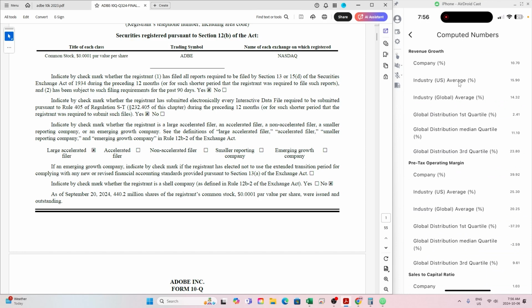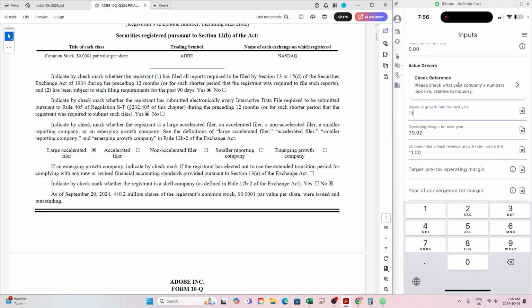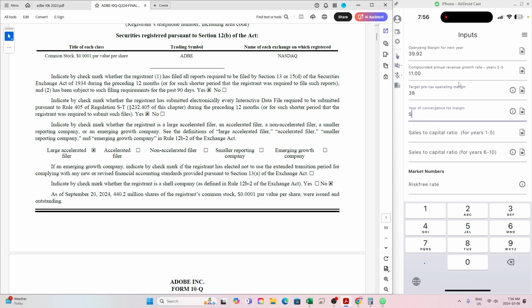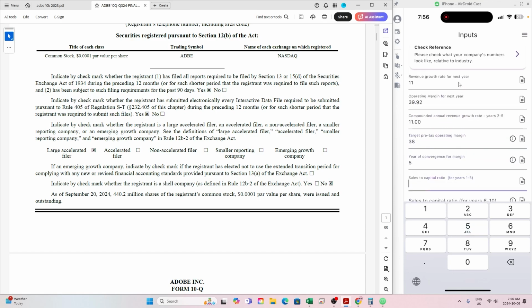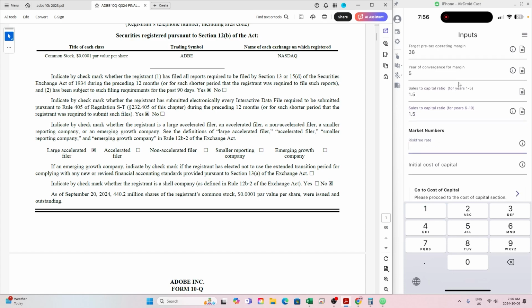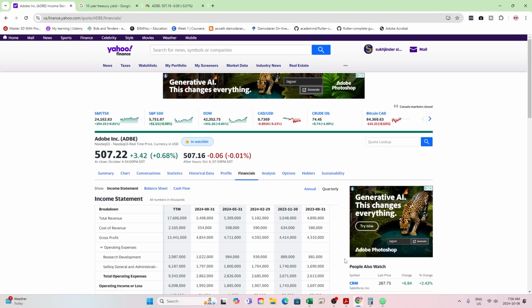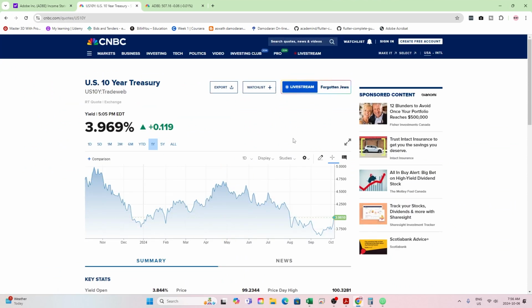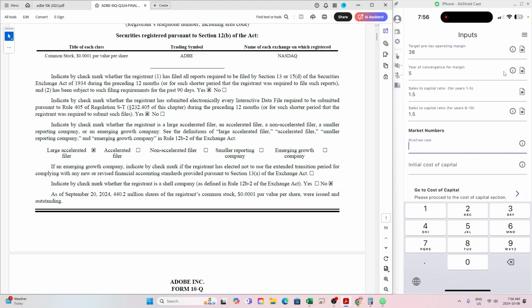For companies' revenue growth, I am putting the same revenue growth for next year, which is 11%. And for operating margins, I am keeping it around 38% in next 5 years due to more competition from their competitors. And sales to capital ratio, I am giving them 1.5% due to their dominance in the market. Next one, we need to find out 10-year treasury yield for the US, which is 3.96%.